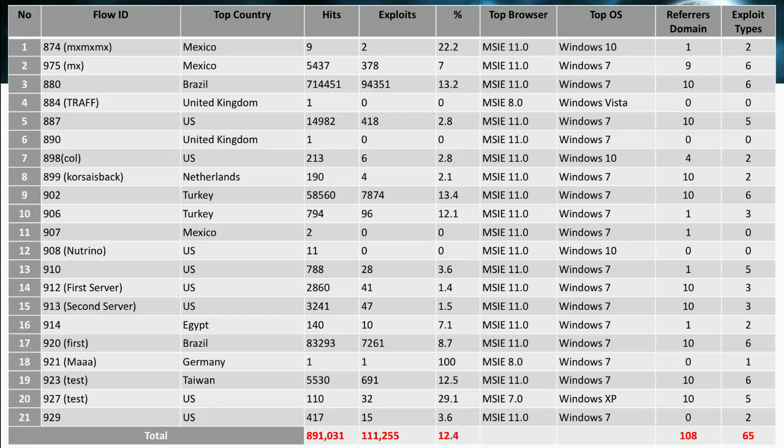And in total, for the 21 users, we found almost 900,000 IP addresses of victims accessing the attack infrastructure of the RIG-4 exploit kit. And out of these IP addresses, more than 100,000 IP addresses were malware infected. So the exploit rate is 12.4 percent, and they used 108 unique referral domains. And these are the totals of the exploits.